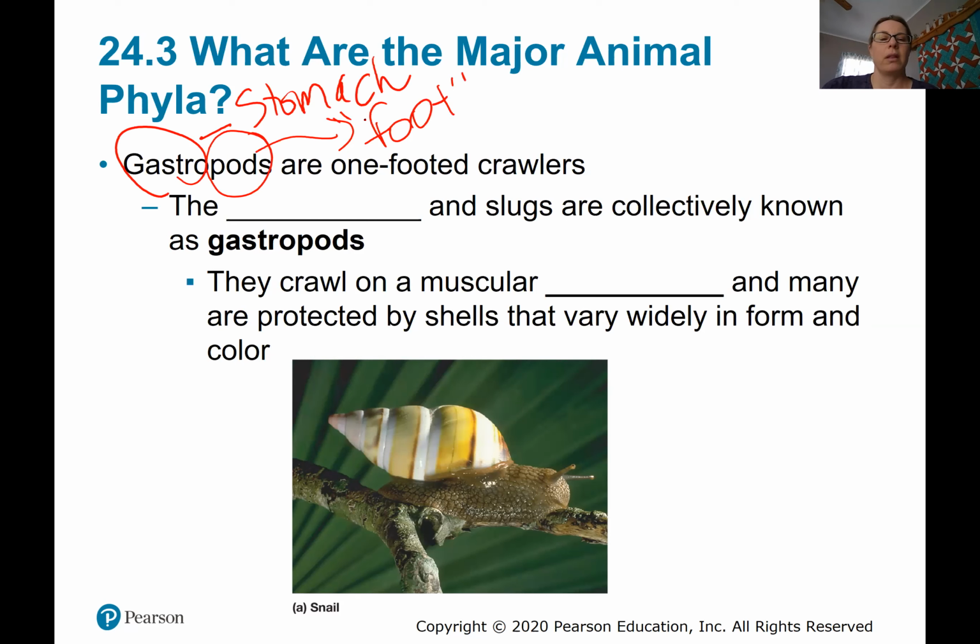So gastropods have one quote unquote foot, and they would include things like snails and slugs. Okay, those are gastropods because this area down here would be their foot. And so they're basically stomach crawlers. Their foot is where their stomach is going to be. And they crawl on their muscular foot. And a lot of them will be protected by a shell. Slugs, of course, do not have shells, but snails do. And they can retreat up into their shell if they think they're threatened.